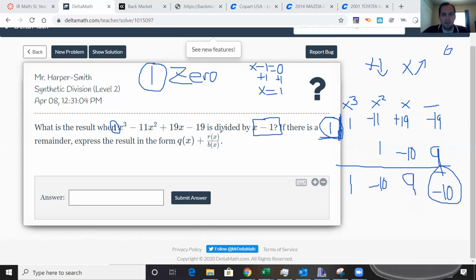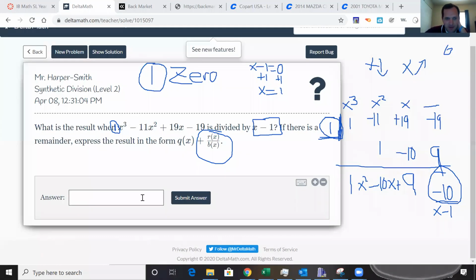And that's where this is coming in. The Rx over Bx, all that means is the final part of your answer is going to be negative 10 over whatever you're dividing by. In this case, x minus 1. Okay, so we have the 9. We'd have an x. Then we will have an x squared. We don't need to put the 1 on the x squared.